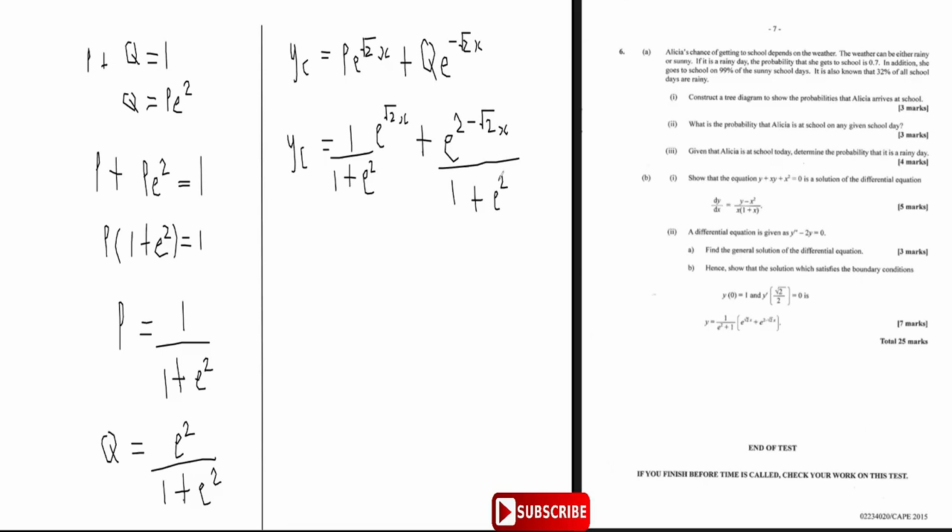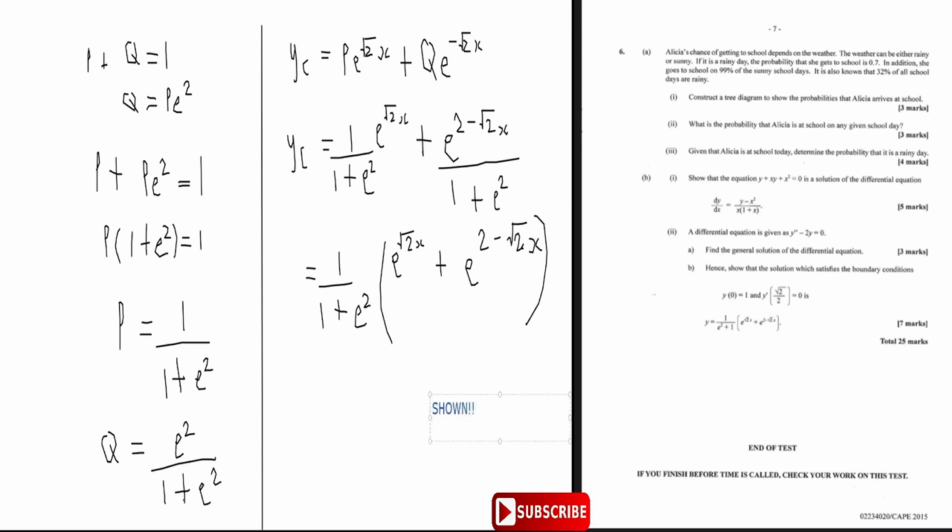Of course, we didn't write it in the form that they wanted. They wanted us to factor out 1 over 1 plus E square. So we're going to factor that out. And so we're going to be left with E to the root 2x plus E to the 2 minus root 2x. Nice and easy. So as we all can see, this was such an easy question. And so that is shown.